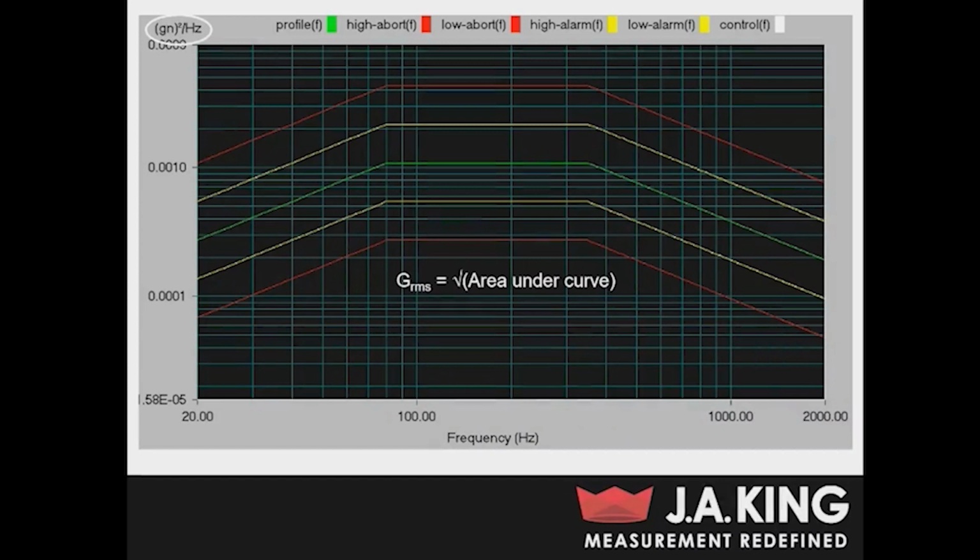Also, I want to point out the y-axis. You can see for sine testing, it was just G's, it was just your acceleration. And in random vibration testing, we've got G squared per hertz. These units kind of confuse people sometimes, but essentially, when you take your acceleration, square it, and divide it by the frequency, you're essentially just normalizing those values. And this is important here because the acceleration during random vibration testing actually depends upon the bandwidth that you measure that acceleration at.